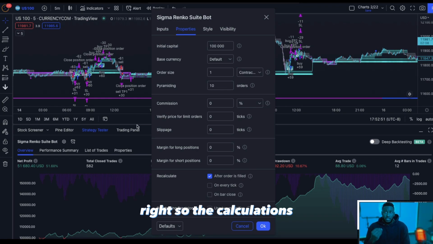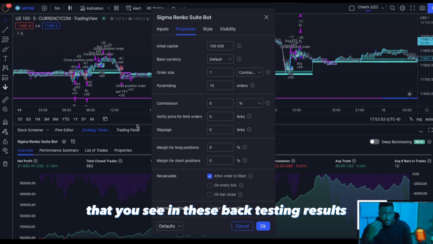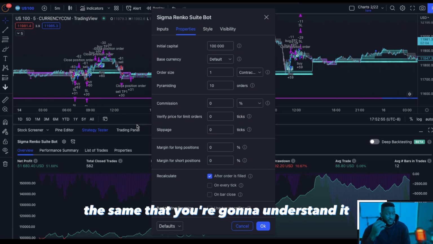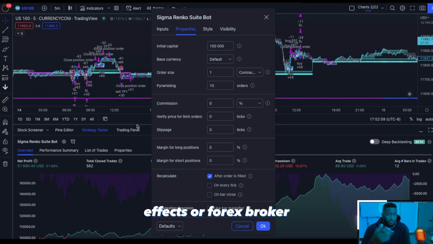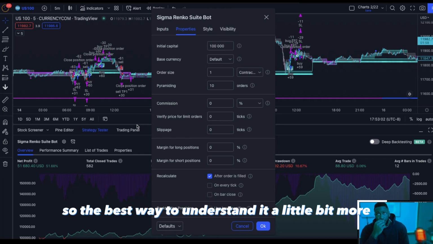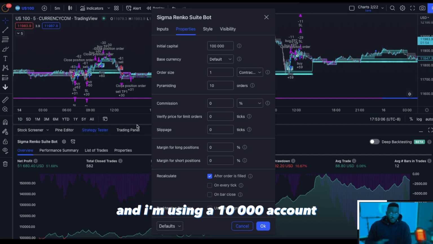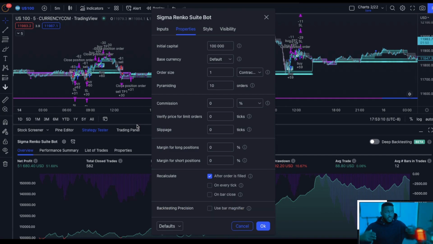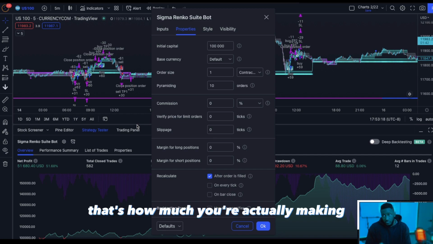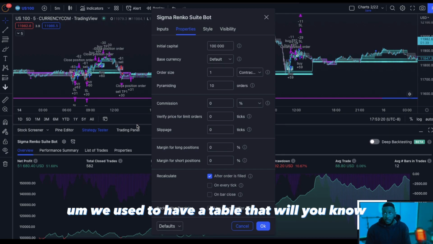So the calculations that you see in these backtesting results aren't reflective of what you're going to experience when it comes to trading on HeroFX or a Forex broker. The best way to understand it is in even numbers: if I'm using a $10,000 account and my result is giving me $10,000, nine times out of ten with proper risk management, take a decimal off. That's how much you're actually making.